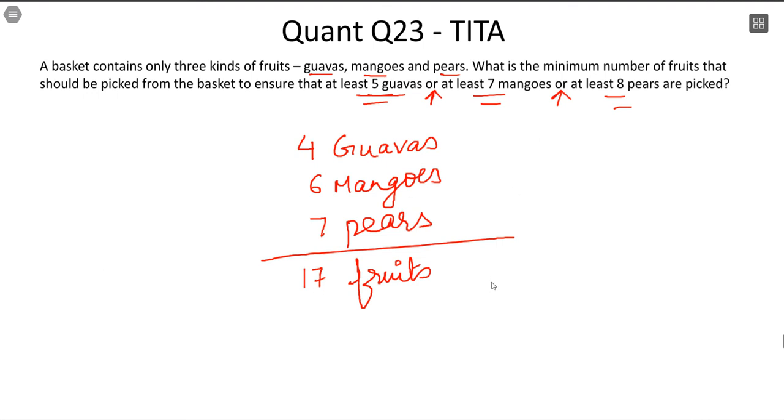Next, whichever fruit you pick up, whether it is a guava, a mango, or a pear, your objective will get met. So, what is the minimum number of fruits that should be picked from the basket to ensure the next fruit that you pick up will guarantee that you have met one of these objectives? Therefore, the answer to this question would be 18 fruits. This is also popularly known as the pigeonhole principle.